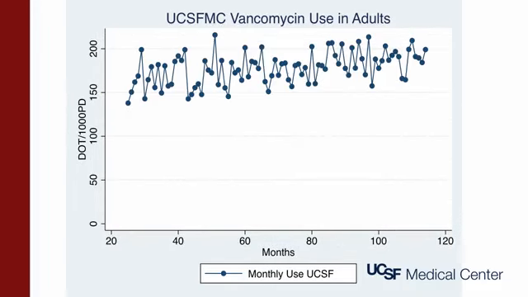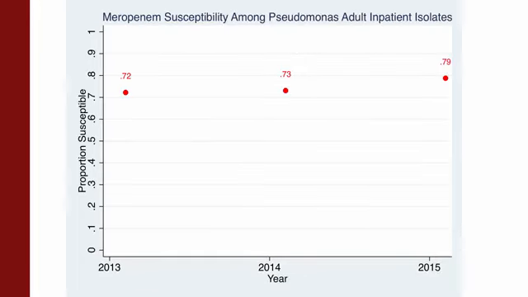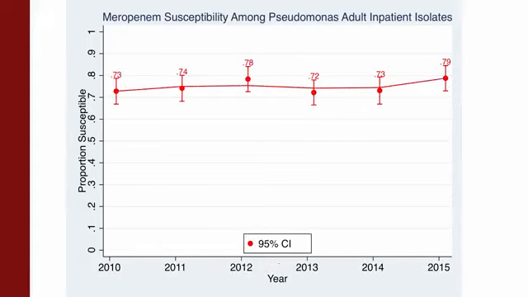Tracking usage over longer time periods can account for seasonal and other fluctuations and reveal long-term trends that may indicate targets for stewardship intervention. Tracking stewardship metrics over longer time periods, as in the example here with meropenem susceptibility in Pseudomonas, can collapse some of that month-to-month noise and may give confidence that a trend that is apparent is actually real. However, it's important to remember that variability still exists that should be accounted for, especially when organisms that are less commonly isolated are being tracked.